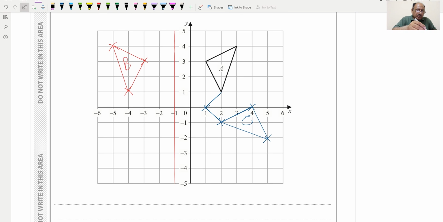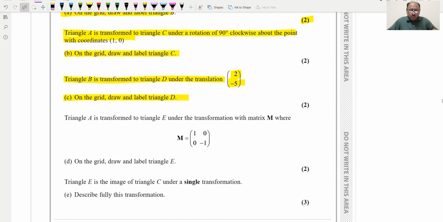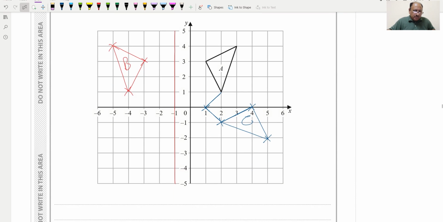So minus 2 and 5 will be minus 2 and 5. So minus 2 will be x values. So it's minus 2 and 5, or 2 and minus 5. Yes, 2 and minus 5. So 2 units right and 5 units down. 1, 2, 3, 4, and 5 units.